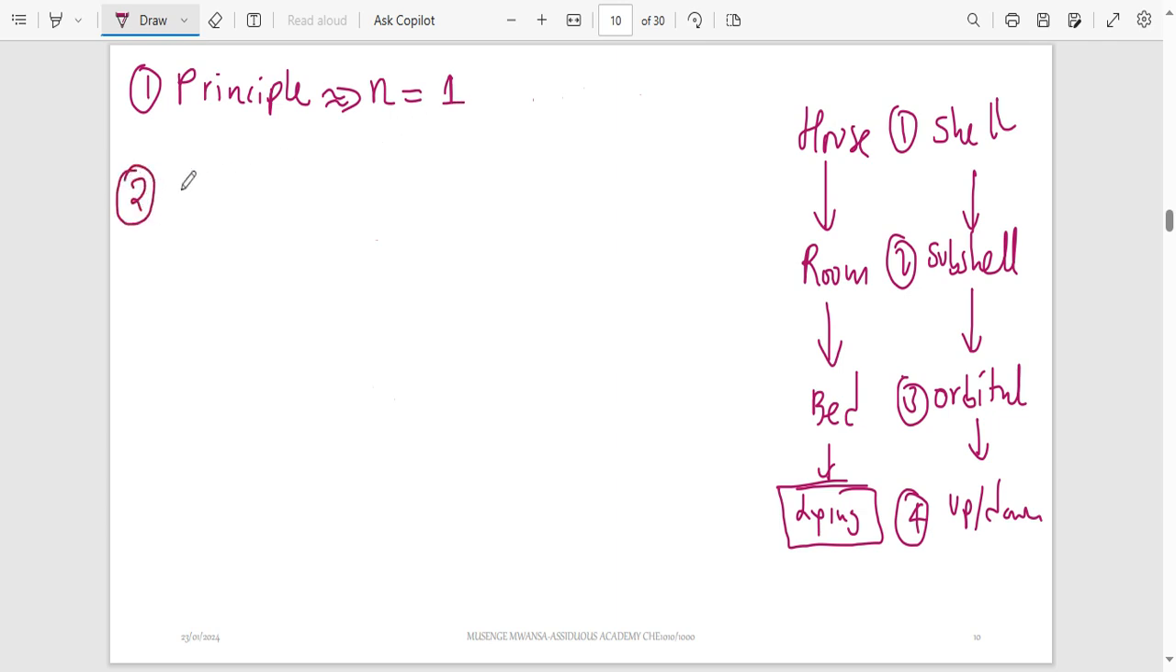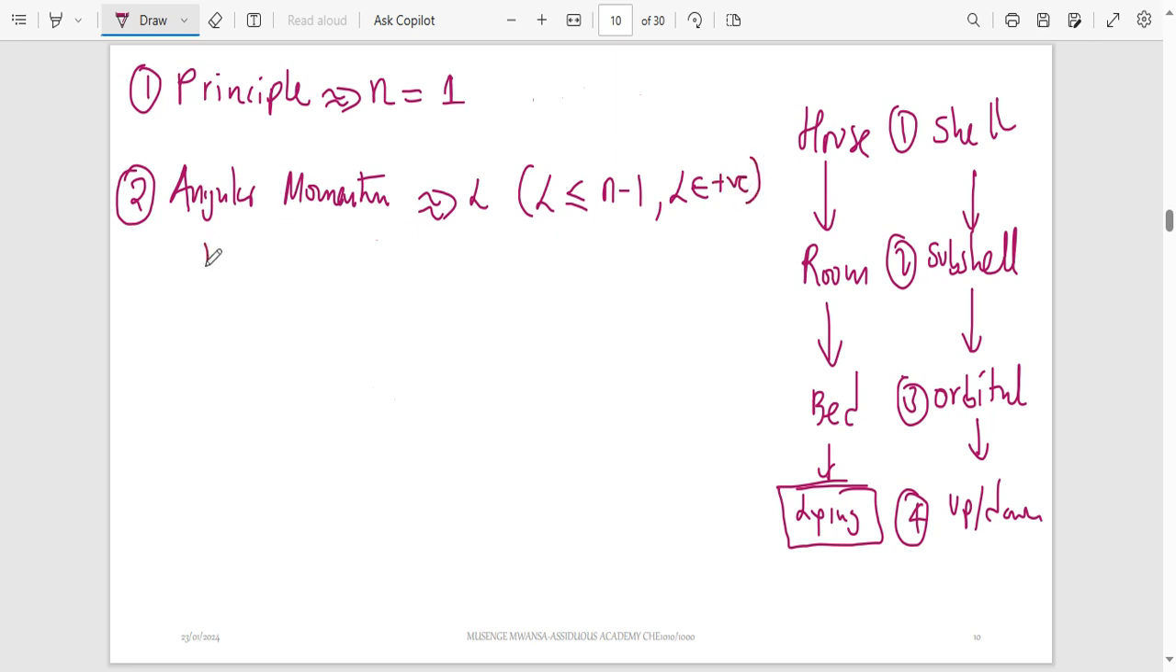How about the subshell? The subshell gives what is known as the angular momentum quantum number. This one is going to be represented by the symbol L. Now, the angular momentum quantum number is going to be a number that is less than or equal to n minus 1. But this number, L, is always positive.